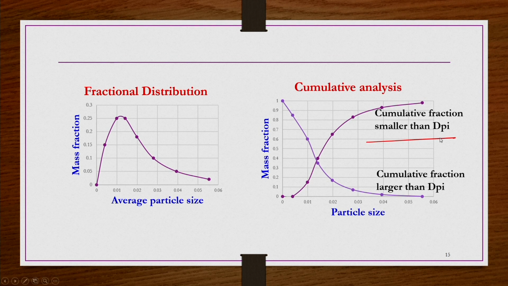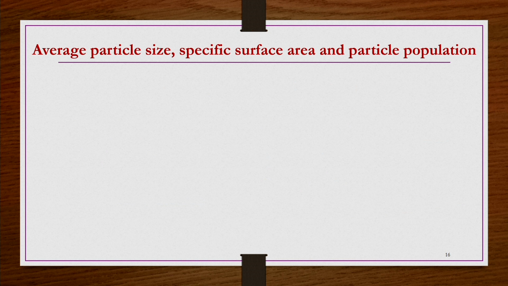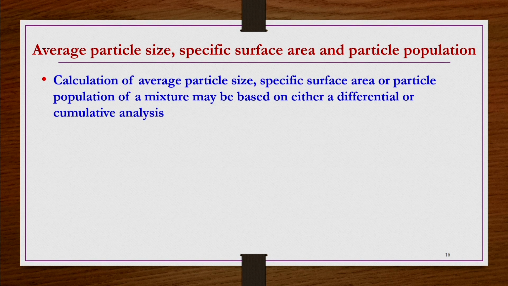This is cumulative fraction smaller than dpi, this is cumulative fraction larger than dpi. This fractional distribution, we have already done anyway. Now, if you want to know the average particle size, specific surface area and particle population, then we need to do some kind of calculation.